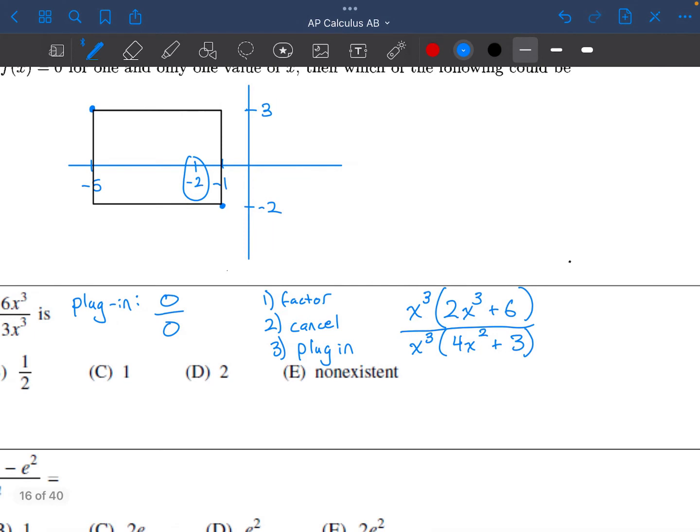So I did step one. I can go ahead and be like, yep, check, I did factor. Now I'm on to cancel. So is there anything that I can cancel out? And indeed, this x to the power of 3, x to the power of 3, those are gone. So I can give myself a check for cancel. And then finally, plug in again.